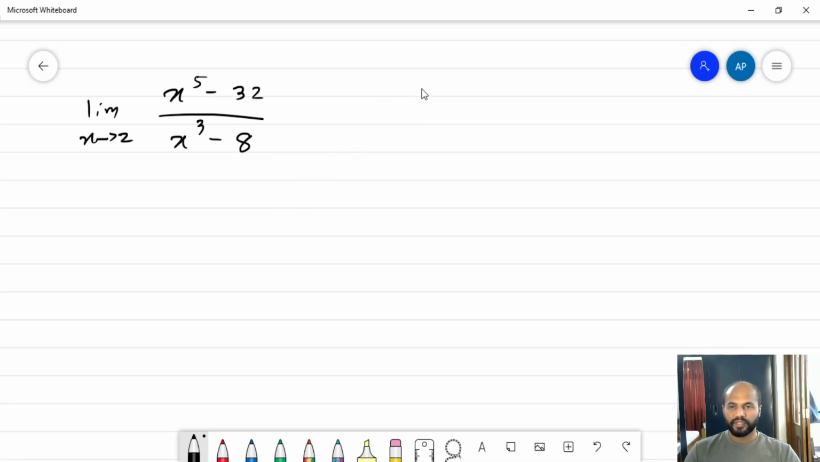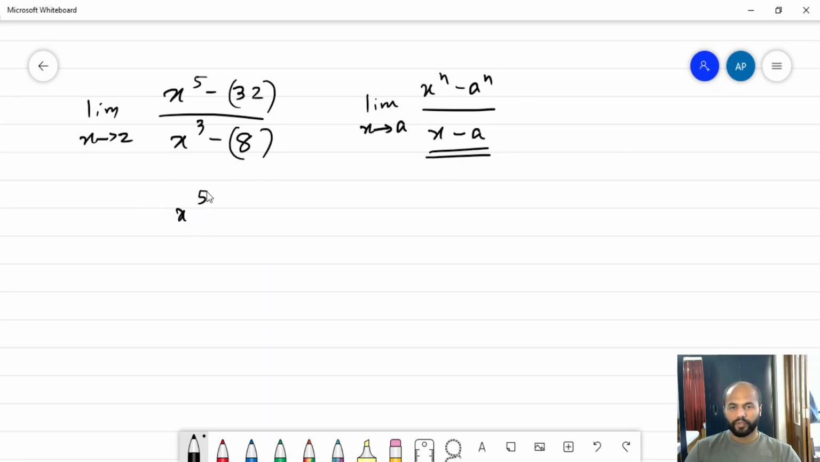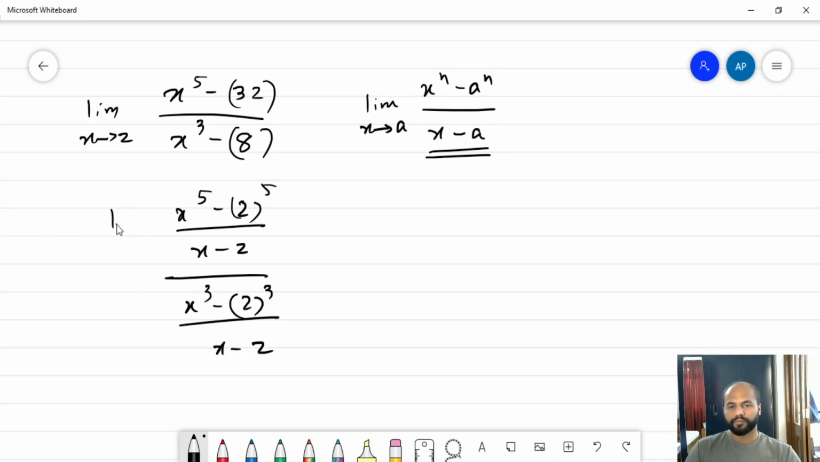Now, if we have to use this form also, as you can see, we can't use it straight away. So what we have to do? You can clearly see that this is 2 raised to 5 and this is 2 cube. So what we want is the factor x minus 2. So we are going to write x raised to 5 minus 2 raised to 5 divided by x minus 2 divided by x cube minus 2 cube by x minus 2. Limit x tending to 2.